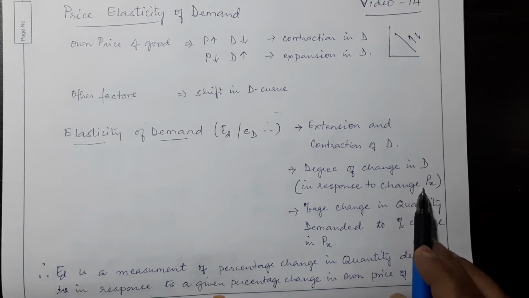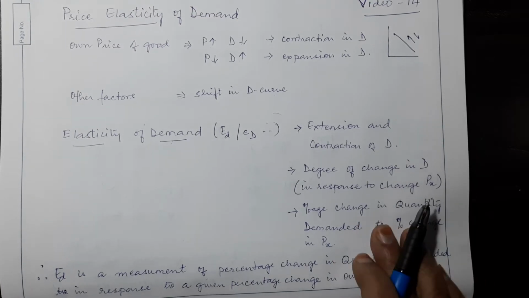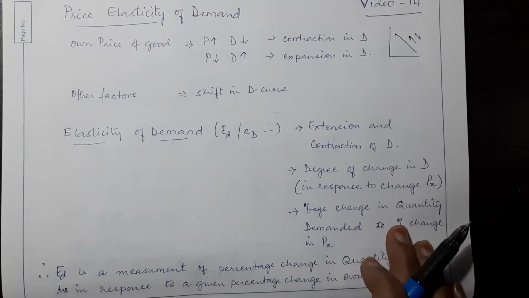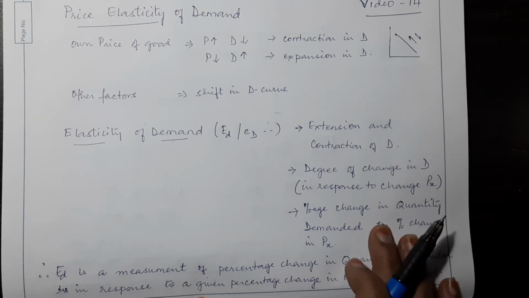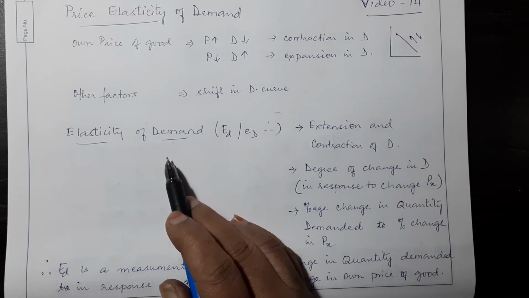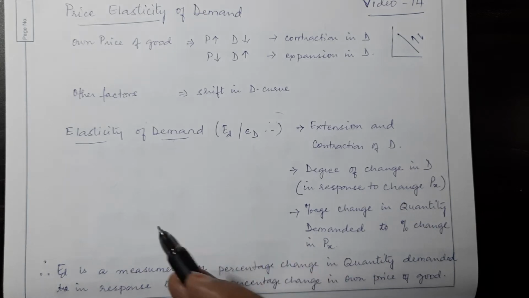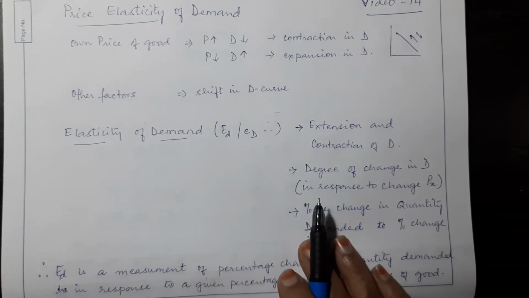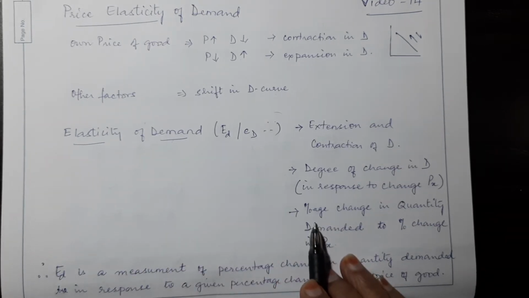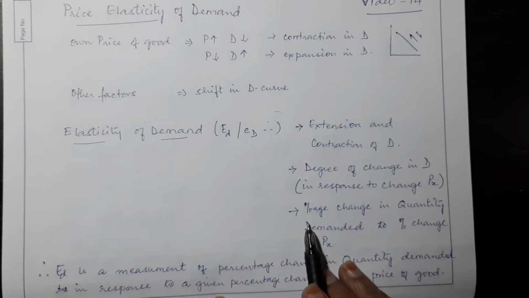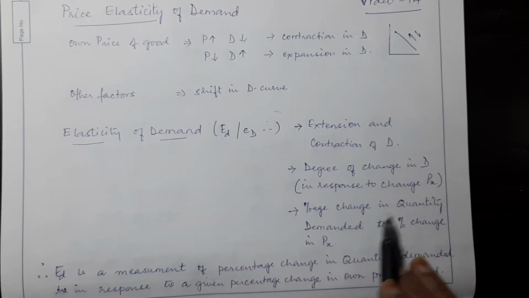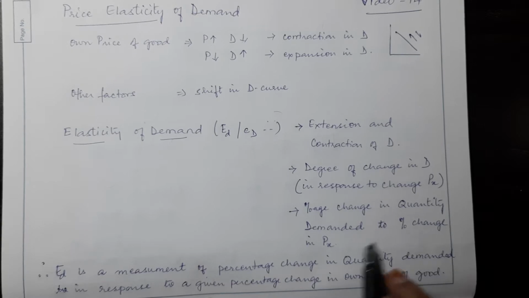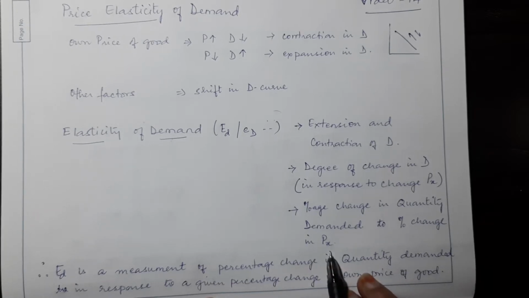So when there is change in price, there is definitely a change in the demand also, but how much is the change in the demand is what we understand from elasticity of demand. Or elasticity of demand simply explains how much is the contraction or expansion in demand. So here we talk about percentage change in quantity demanded to percentage change in price, right?